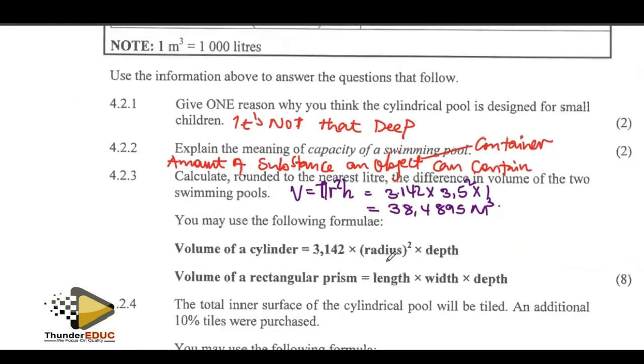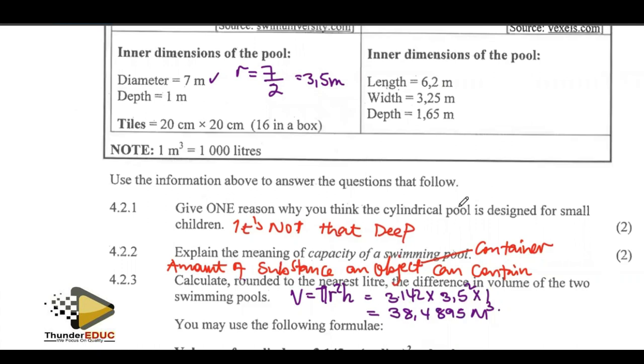And remember, you're looking for the difference, the subtraction between the volume of the two swimming pools. So the other volume is L times B times H, which is 6.2 times 3.25 times 1.65.